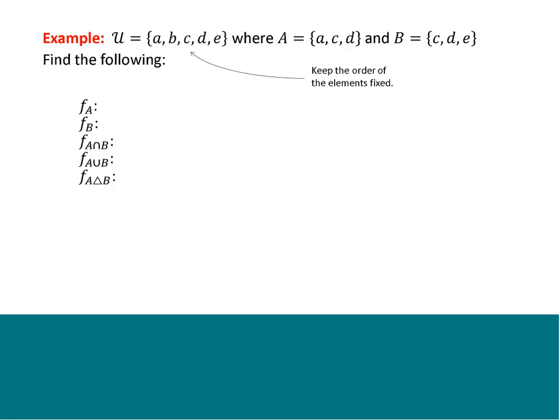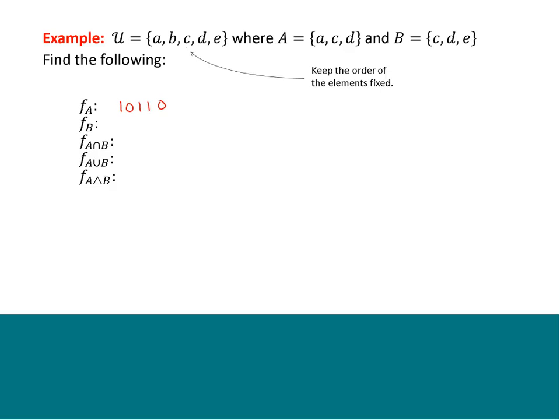Hopefully you're all thinking yes. And then we'll put a 1 for yes. Then we look at element B. B isn't there, so we put a 0. Then we look at element C. C is in A, so we put a 1. Element D is in A, and then E is not in A. That's it. Don't overthink this.